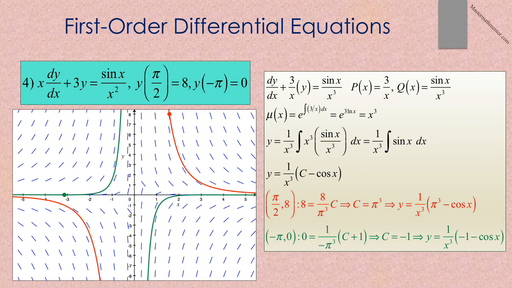For the second point, y of negative pi is equal to 0, meaning that the curve passes through the point (negative pi, 0), we get 0 is equal to 1 over negative pi cubed times the quantity c plus 1, meaning that c is equal to negative 1. So our curve is y is equal to 1 over x cubed times the quantity negative 1 minus cosine of x. Our solutions are shown on the slope field on the left side of the screen.